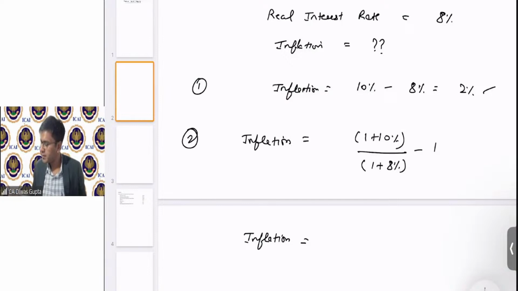1 plus 10%, 1.1 divided by 1.08 minus 1. So in percentage terms, it comes as 1.8518 percentage. Very good, Shruti. Yes.